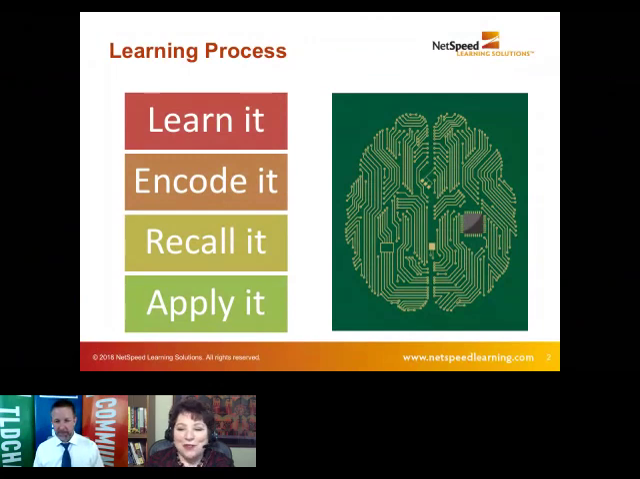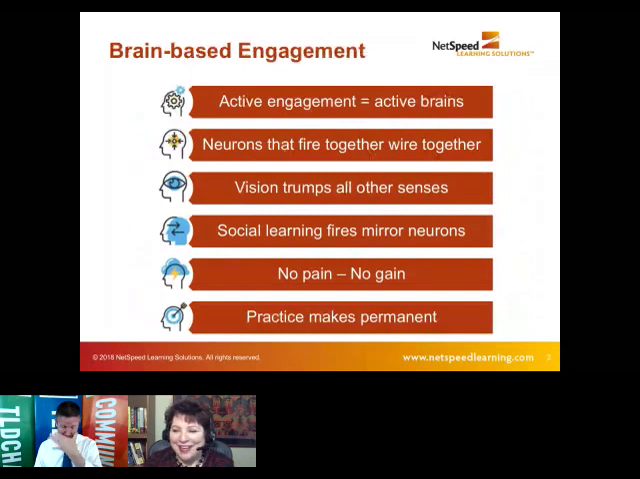So if you go to the next slide, I thought today what I might do is pick out two brain-based principles for engagement. I've been doing all this research on the neuroscience of learning, and there's 6 principles for engagement, and in a second you'll see 6 principles for retention.